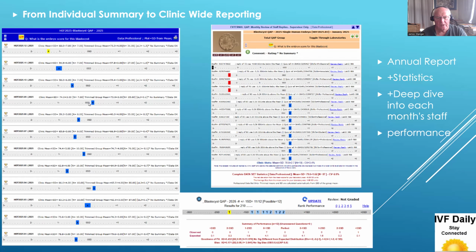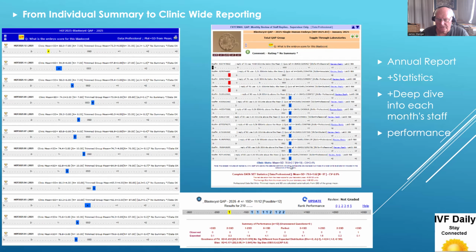You can click on any one of these. And I think this is for this one down here, 2025. And this is the individual contribution of each of the different staff members. Even though the quality of this image is poor, and I apologize for that, you can see people being enrolled as professionals. There's an associate, and you can see their performance, but their data is not included in the actual performance of the clinic.